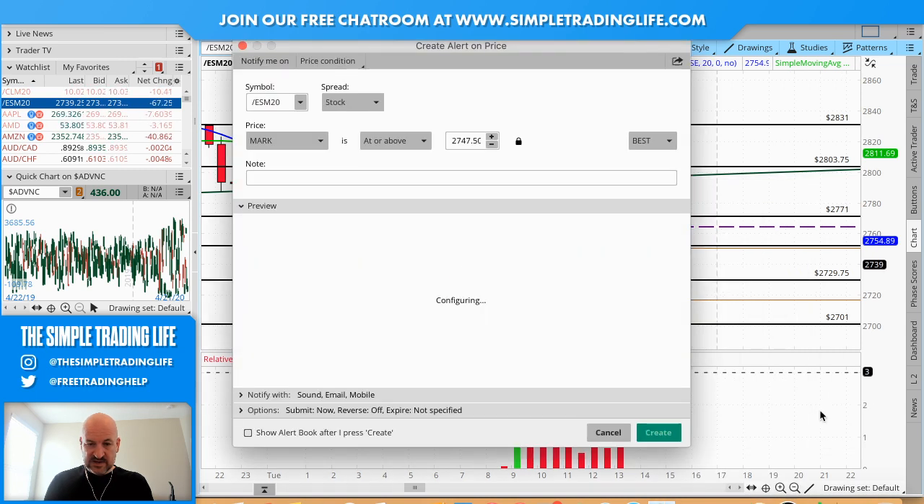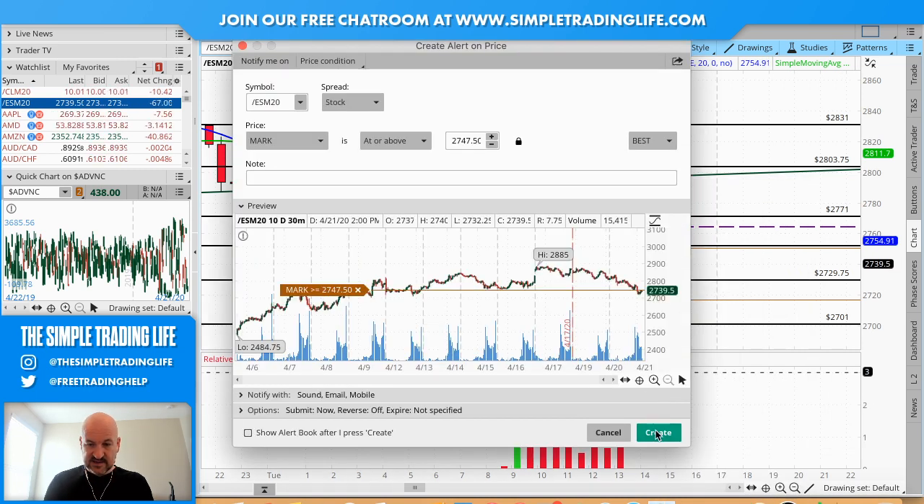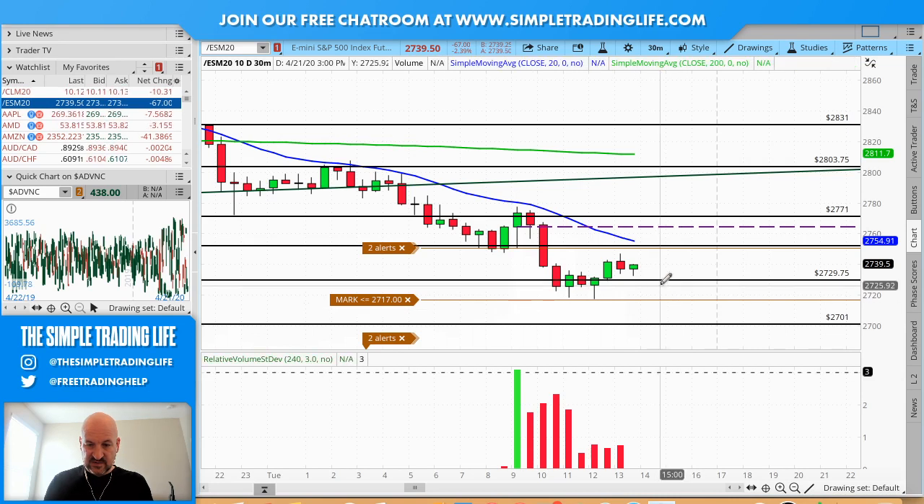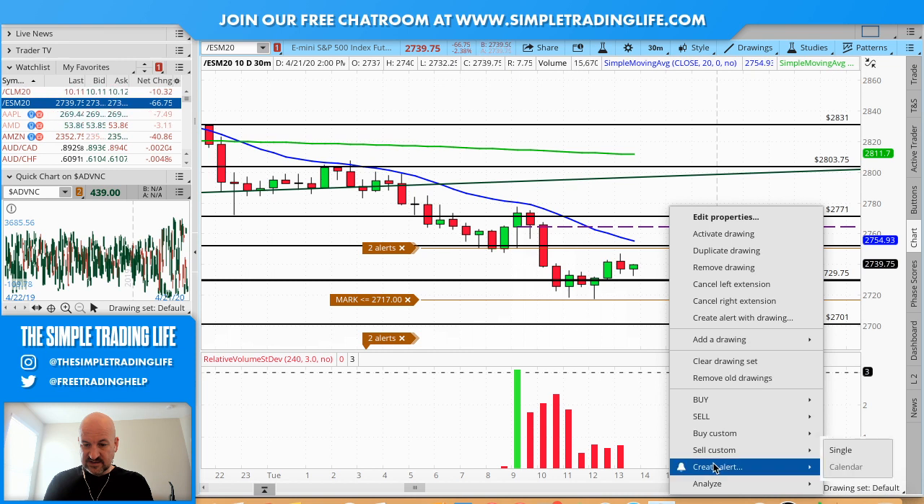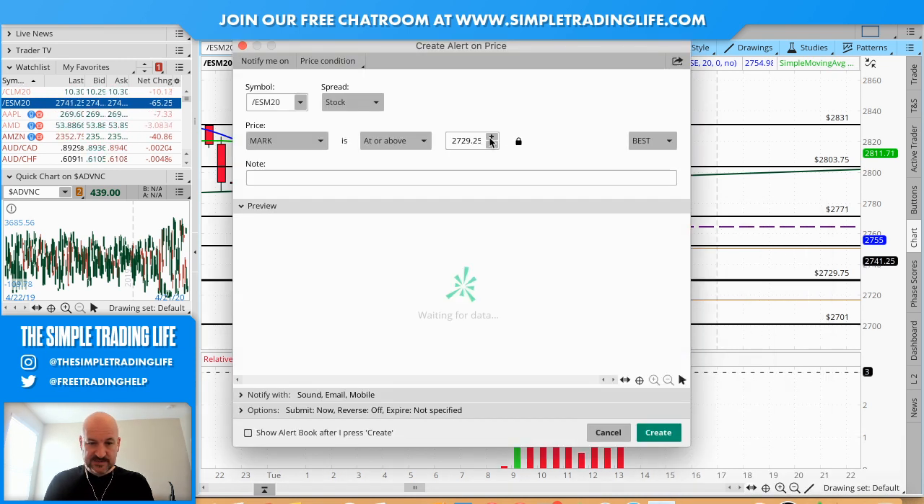And then we'll put one just below there, and that'll let us know if ES starts to move. We'll put it just below here, and that'll tell us if we start to get any kind of movement on ES.